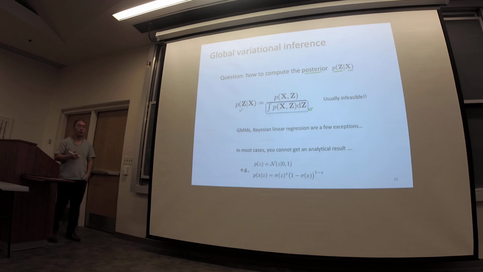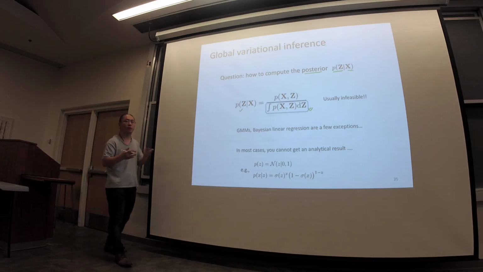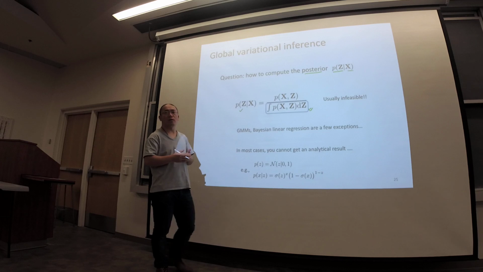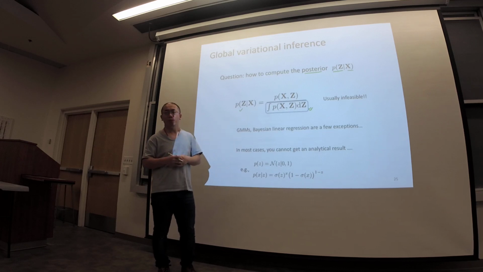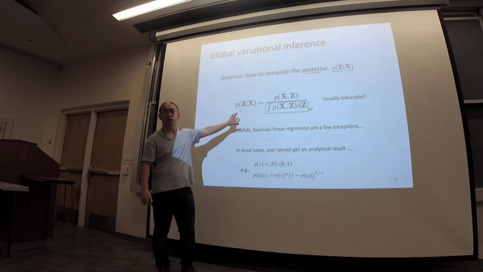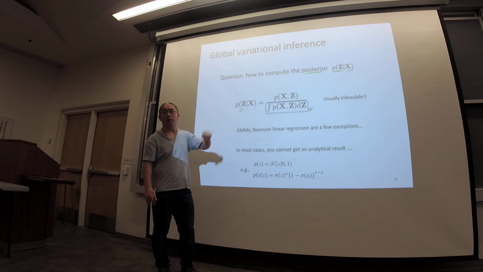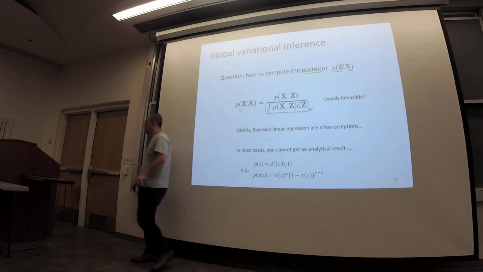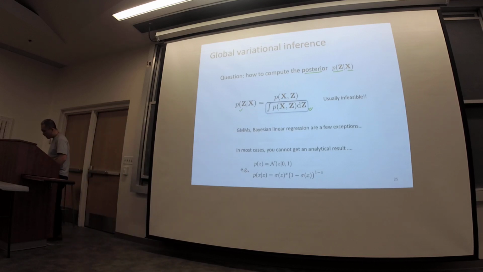But in most cases, you either have to sacrifice the expressiveness of your model, right? You have to simplify the model, make an oversimplified assumption to allow computational tractability, or you have to address these computational difficulties if you do not use conjugate priors or something like that. So in most cases, you cannot get analytical results.